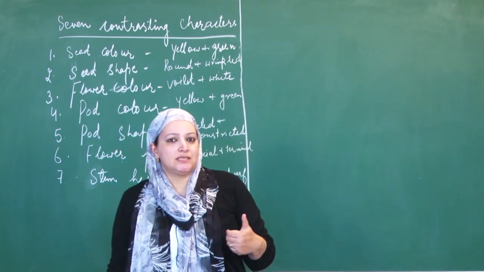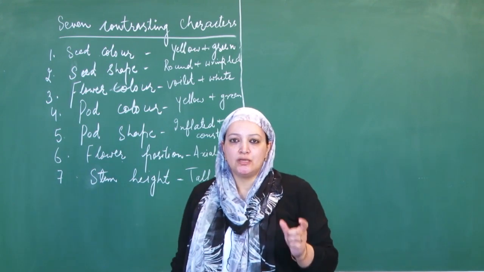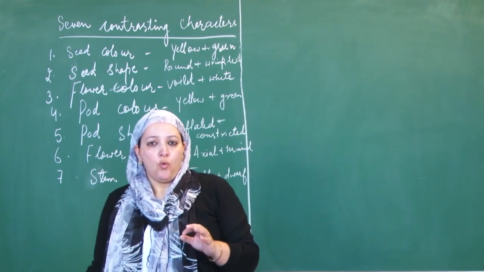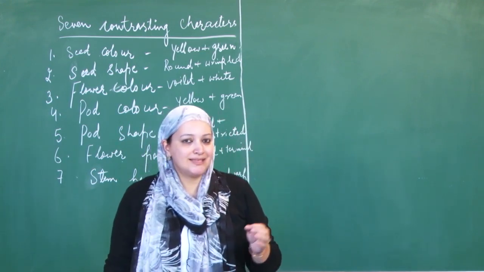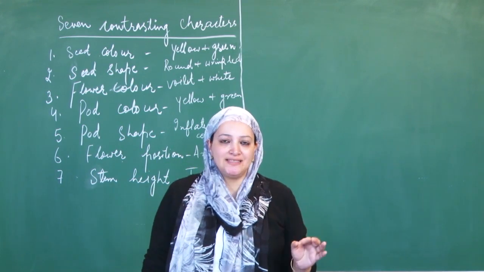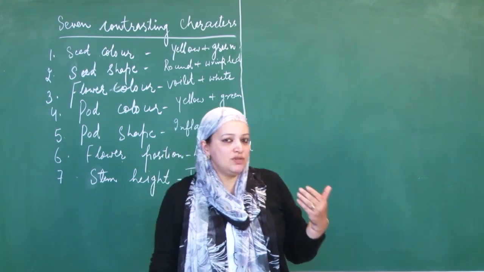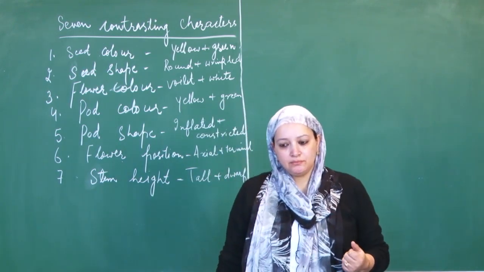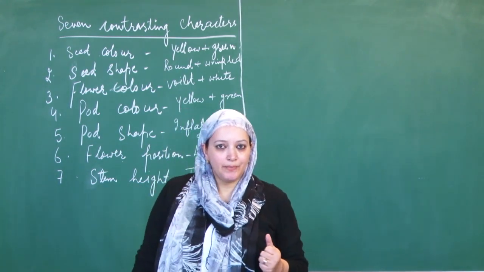Mendel did his work on various plants, but finally he chose the pea plant, his garden pea plant. What was the reason? Why did he choose the pea plant? The scientific name for the pea plant is Pisum sativum. So why did he choose the pea plant? There were various reasons that why he chose the pea plant. Number one, these plants were easily available.